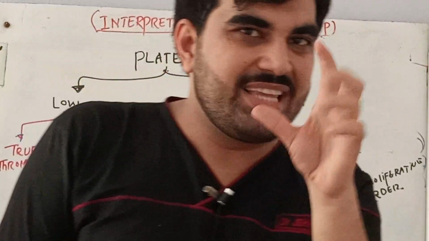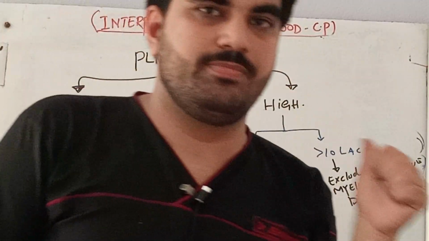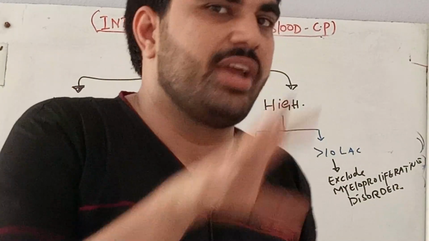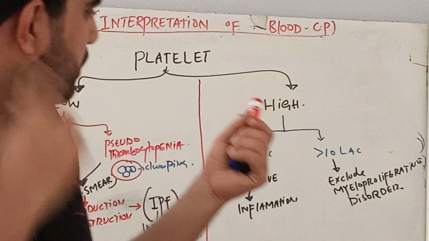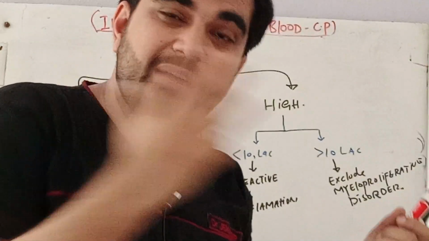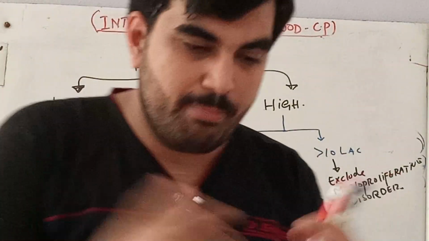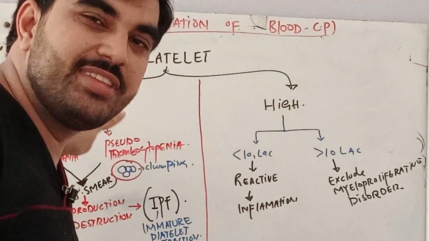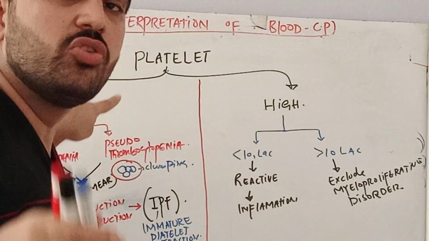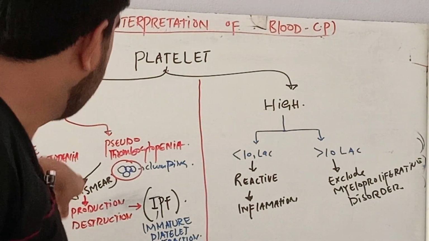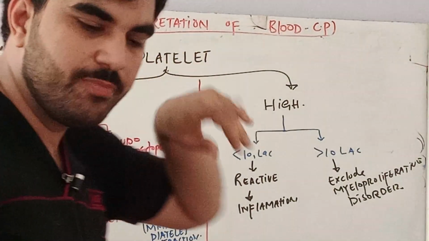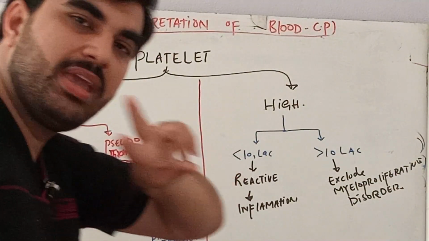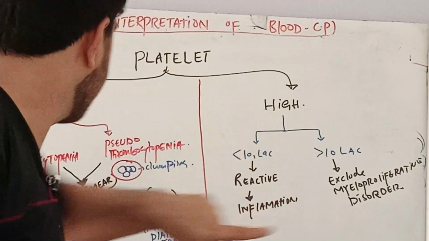The machine that is used for the blood CP cannot differentiate between the platelet and the WBC. So it gives the clumped platelets as WBC. So how can you differentiate between the two? If there is a thrombocytopenia, you must go for peripheral smear. The peripheral smear can tell you whether it is true or pseudothrombocytopenia. If there is clumping, pseudo. If there is no clumping, true.